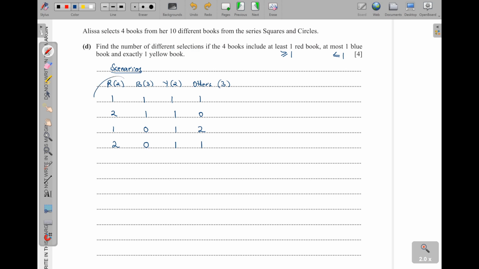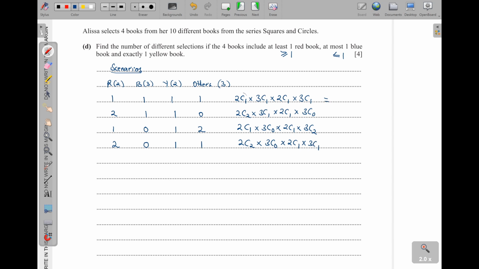So that means here I will say 2 combination 1. So 2 combination 1 times 3 combination 1 times 2 combination 1, then times 3 combination 1. Then here 2 combination 2 times 3 combination 1 times 2 combination 1 times 3 combination 0. 2 combination 1 times 3 combination 0 times 2 combination 1, then times 3 combination 2, then 2 combination 2 times 3 combination 0 times 2 combination 1 times 3 combination 1.